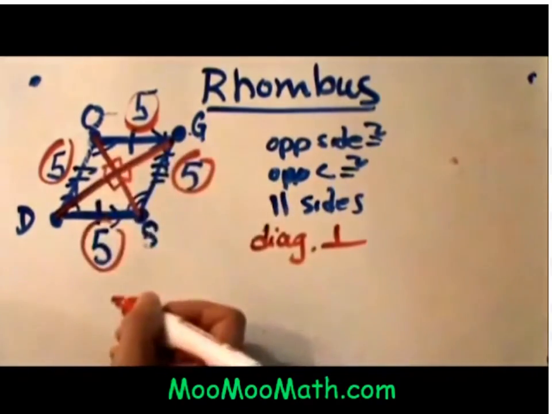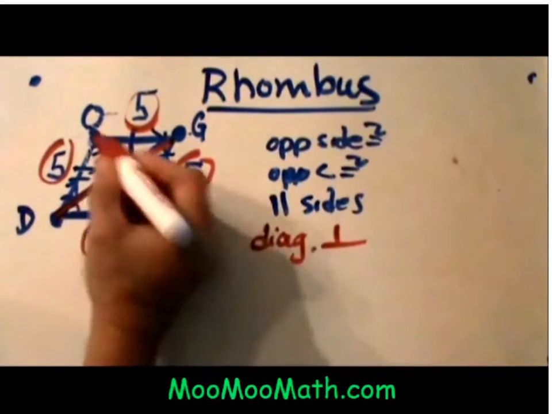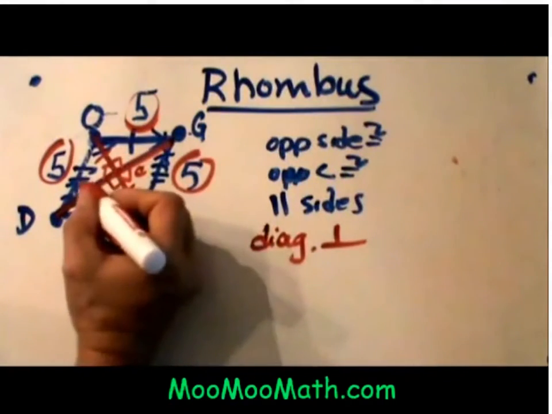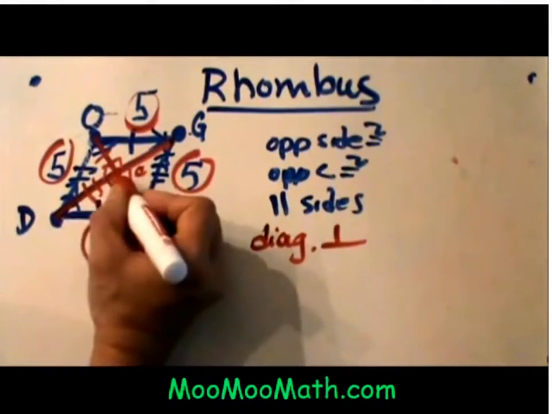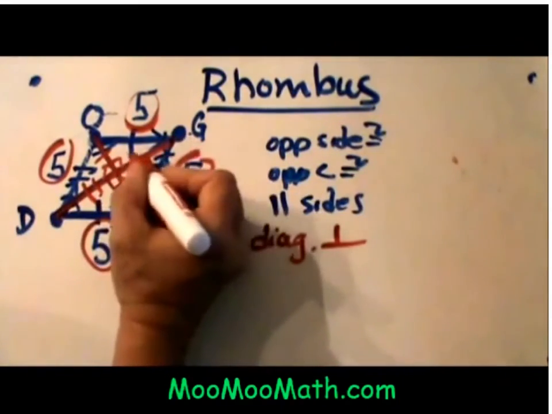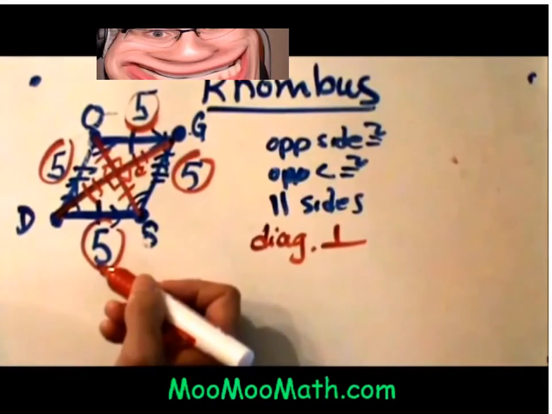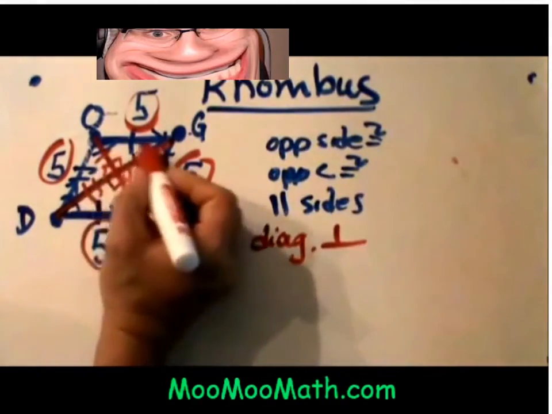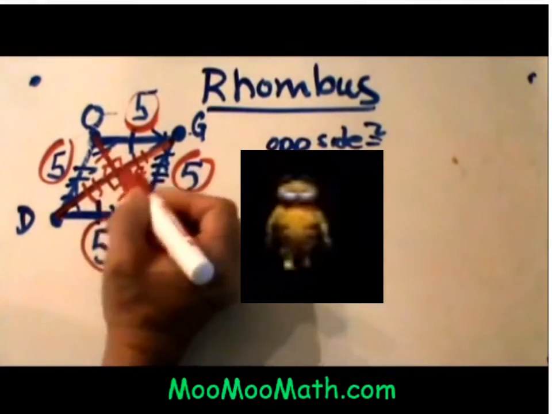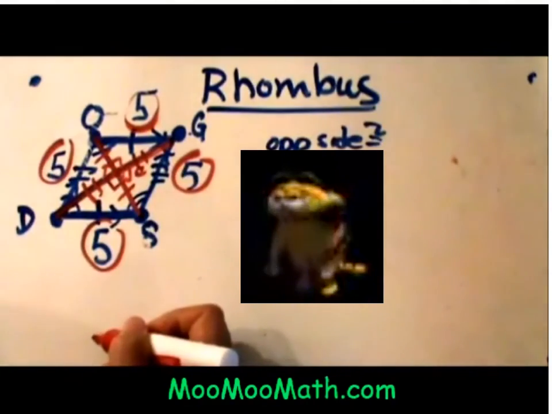Now what's going to happen is O to the center, let's call that C, and C to S, these two segments are congruent, and then these two segments, D to C, the center, and C to G, those two are congruent. And you can see we actually have four congruent triangles. So these smaller triangles in here are reflections and are actually congruent to each other.